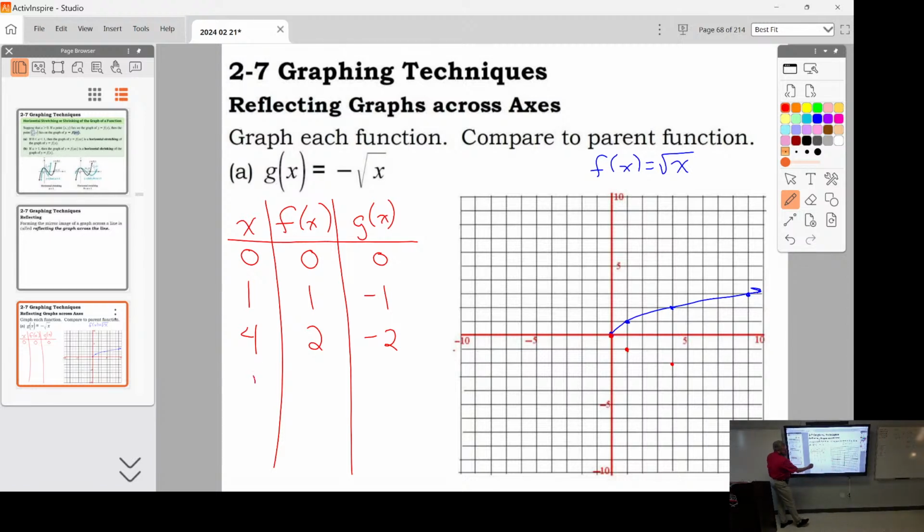And one more, 9. Square root of 9 is 3. Opposite of 3 is negative 3. (9, -3). And there it is. Okay? What happened? We have a reflection across the x-axis. Notice that the x values are all the same. The y values changed. Right?